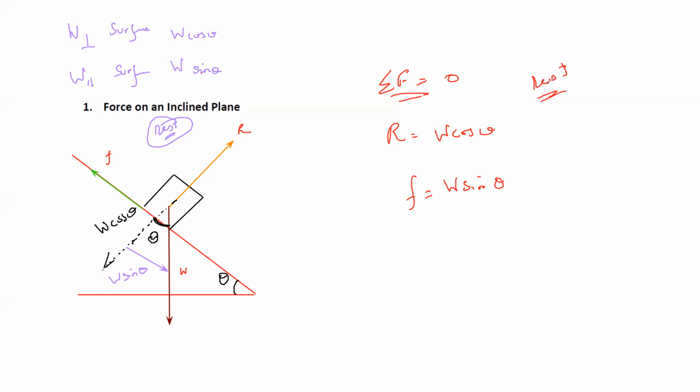Is it clear, this part? First part, if we consider that this object is at rest, then there will be no resultant force, or the forces will be balanced, or I can write R minus W cos theta is 0, and friction minus W sine theta is 0. Is it clear, this part?